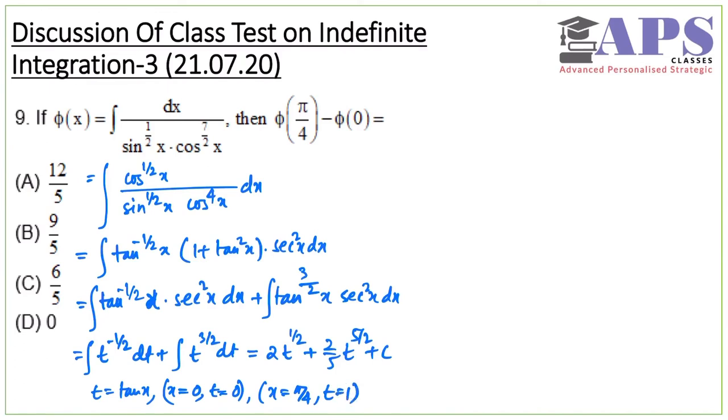So if I put t equal to 1, it will become 2 plus 2 by 5, and for 0 it will be 0, c will be anyway cancelled. So 12 by 5 is the answer. So option A is correct. Let's go to the next question.